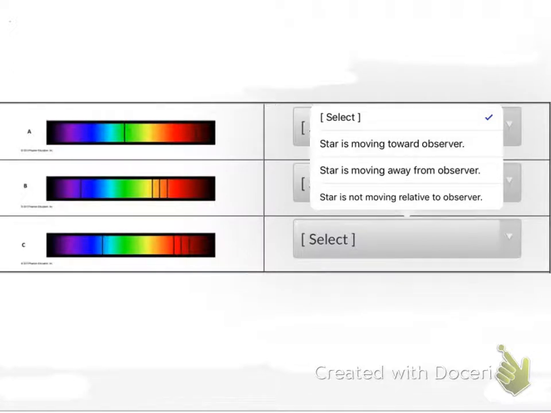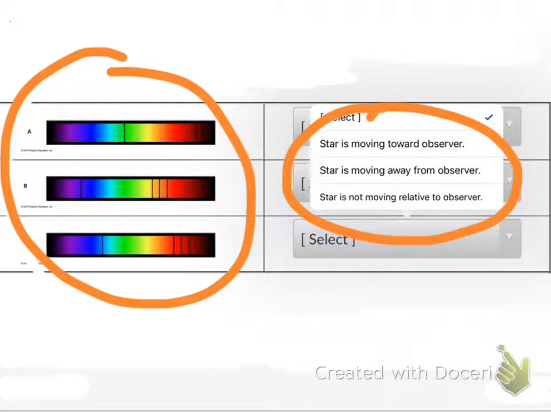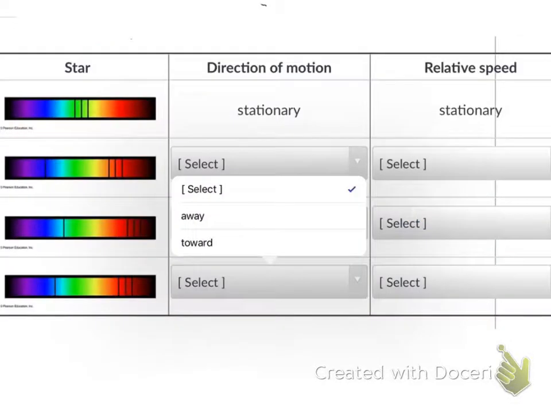And so in question 1, you have to match these absorption spectra, A, B, C, with the appropriate description. And keep in mind that you will be using all three of these descriptions, and you won't use any one of them twice. So that should help you with question number 1.